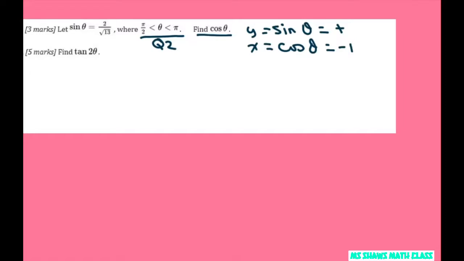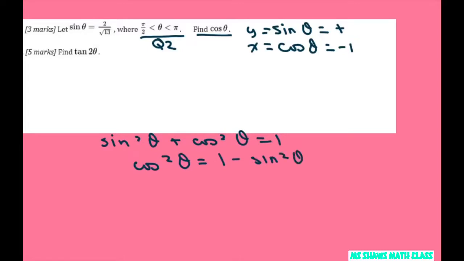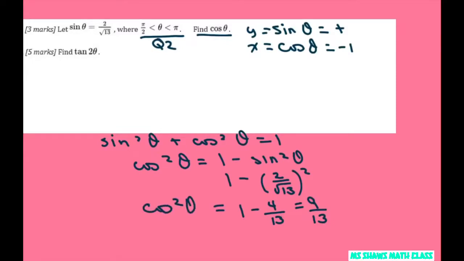So I'm going to use my Pythagorean identities. Sine squared theta plus cosine squared theta equals 1. So cosine squared theta equals 1 minus sine squared theta. So this is going to be 1 minus 2 divided by square root of 13 squared. So this equals 1 minus 4 divided by 13, and that gives you 9 divided by 13. And that's cosine squared. So square root both sides.